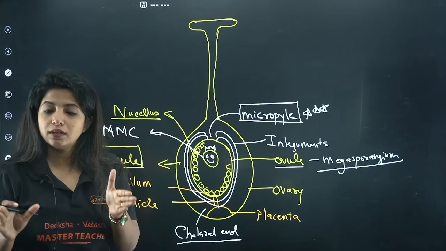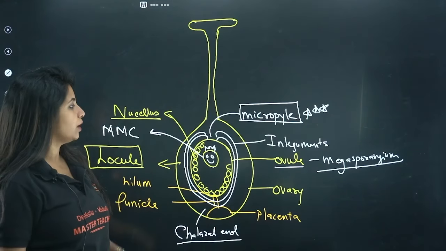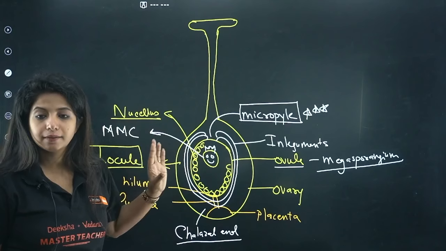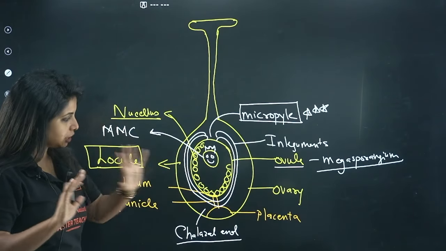You relate and you learn, you will never forget. Okay, so ovule is also known as Megasporangium, and over here you have nucellus. One cell is known as Megaspore mother cell. Is it clear? So first of all, let's decode it.